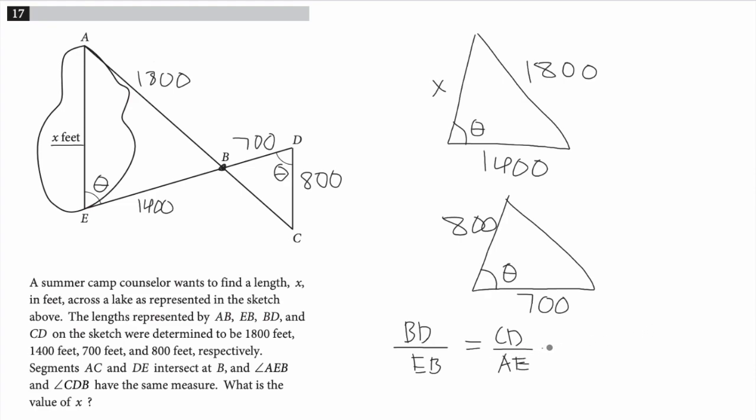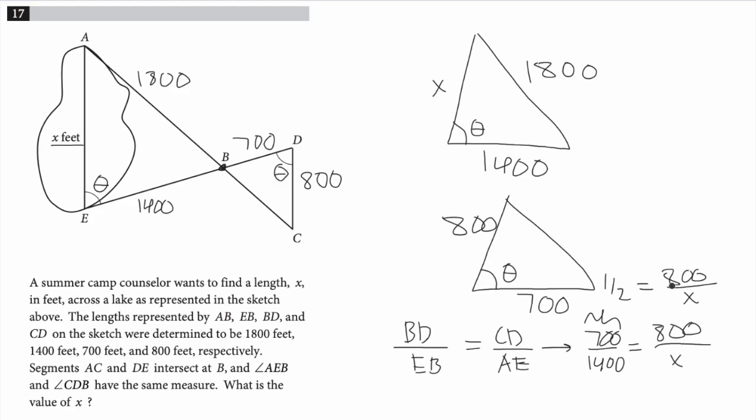So BD is 700 over 1,400. 1,400 is EB, and then CD is 800, and then AE is just x. So 700 over 1,400, we know that 7 divided by 14 is 1/2. So this simplifies to 1/2 equals 800 over x.